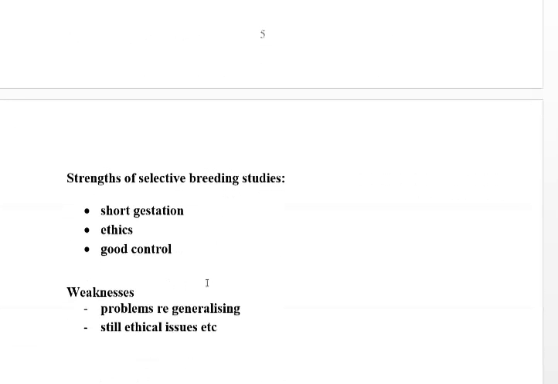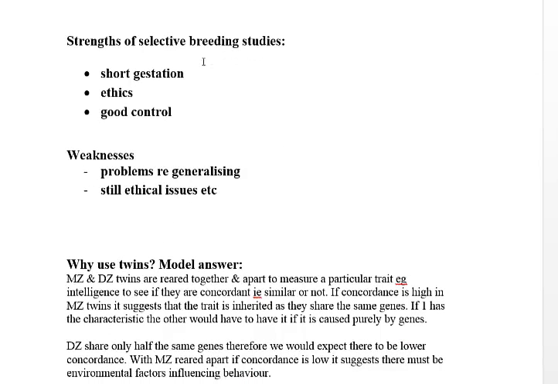And at the bottom of your sheet, we've got a little summary here: strengths of selective breeding, short gestation, as I mentioned, good control. Weaknesses, problems of generalizing, and actually we should also comment there are still ethical issues. As I speak today, there's been stuff in the press about animal rights and research going on in different universities on animal research, and whether it's ethically sound, and whether we should be questioning it. Just because they're animals doesn't mean that we should abandon the ethics. We have a very strict code of practice, and we need to make sure we stick to that code. So there are still ethical issues with it.